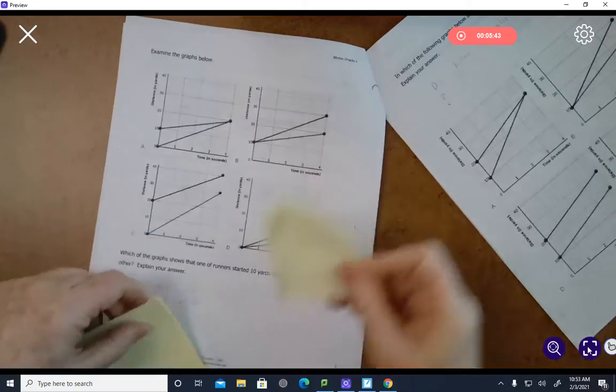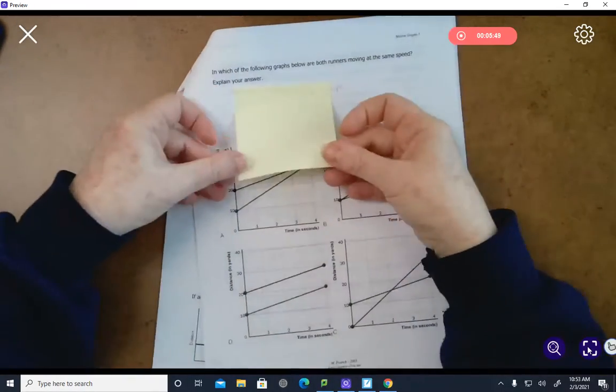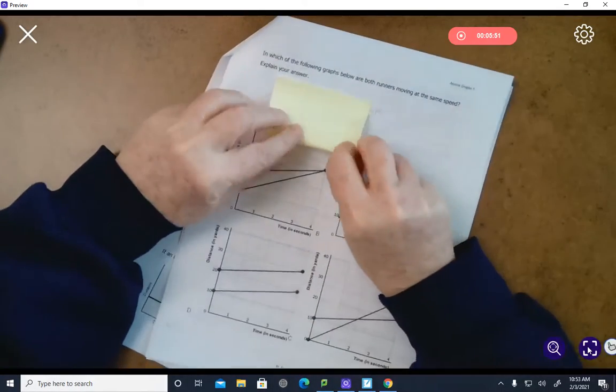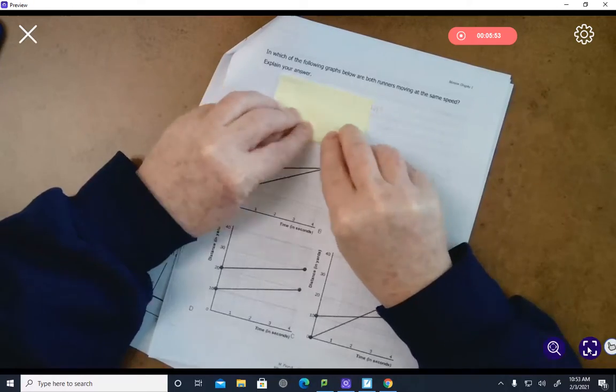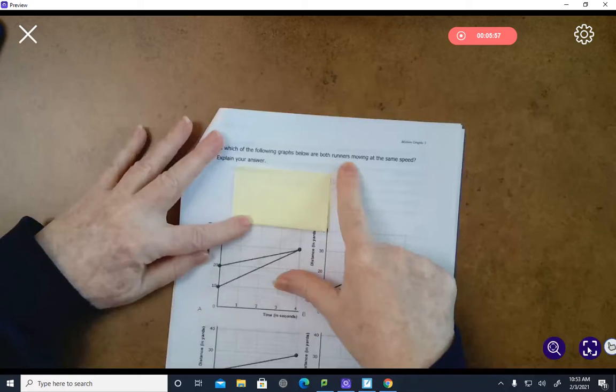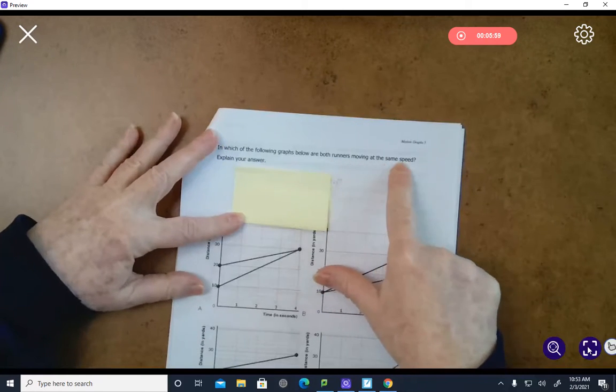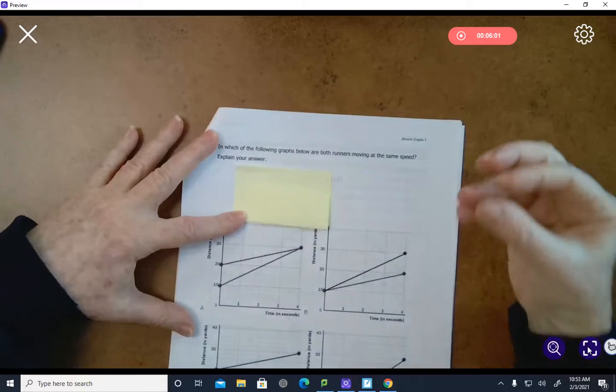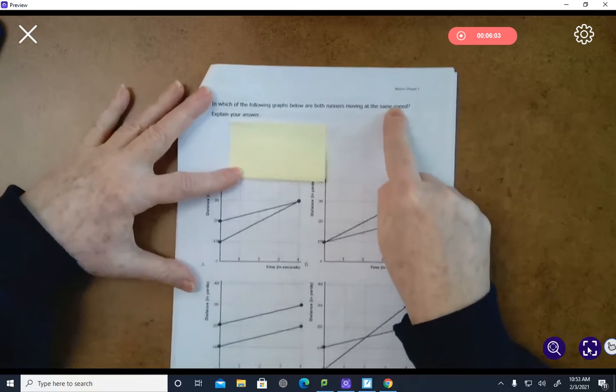I am going to hide my answer on this one too. And let's look at this. This says, which of the following graphs below show both runners moving at the same speed? So we're looking for lines that demonstrate constant speed.